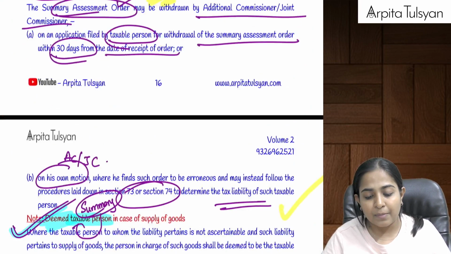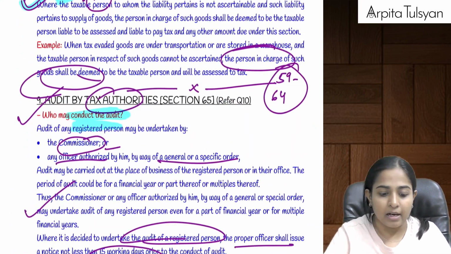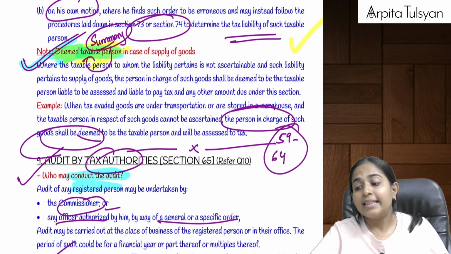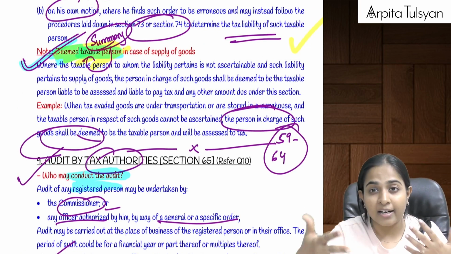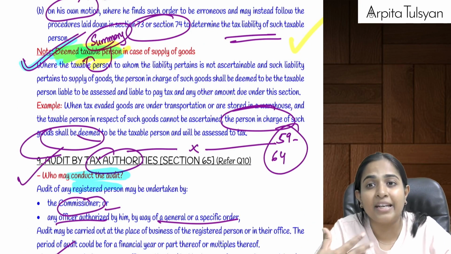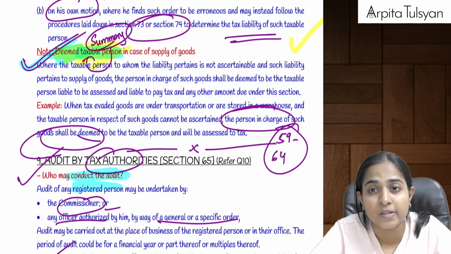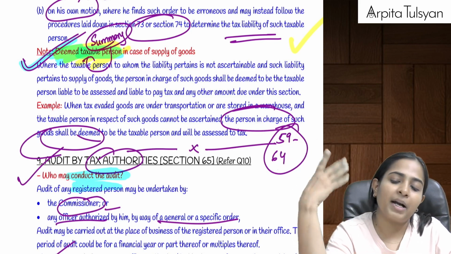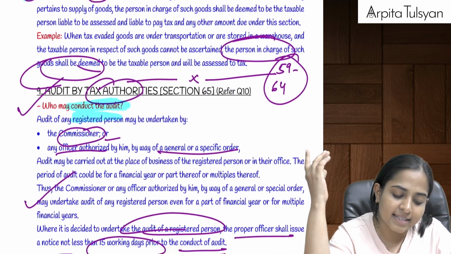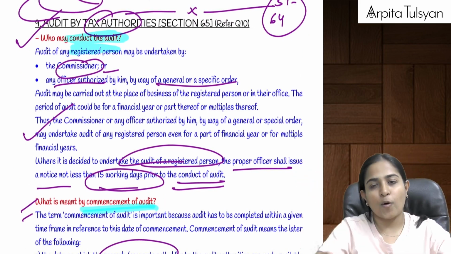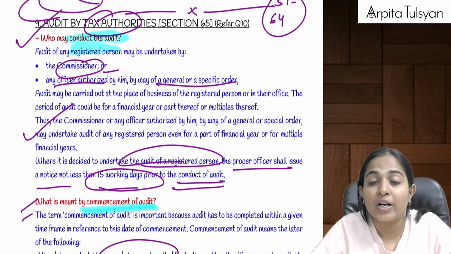if the taxable person is not ascertainable, then it can even be passed on a deemed taxable person. That is, suppose the goods are under transit, or the goods are stored in a warehouse where it is becoming difficult to determine who is the taxable person, then in that case, whoever is in charge of the goods, on that person also you can pass the summary assessment order. Are you clear with this? Yes, this was all about your assessment.